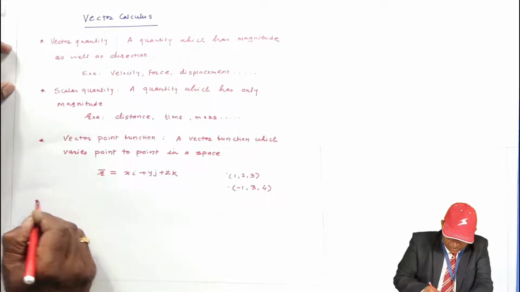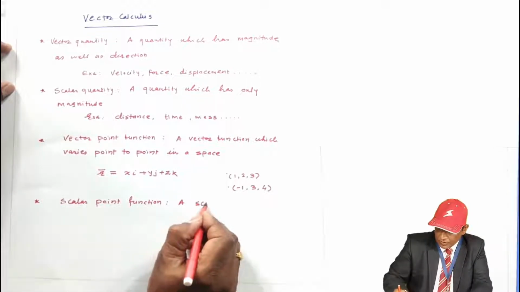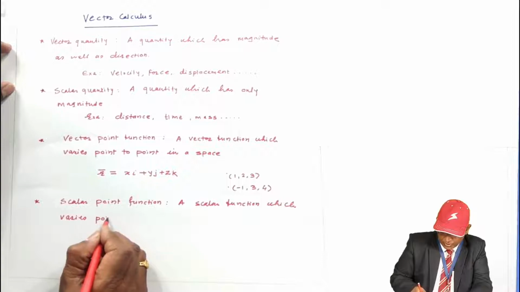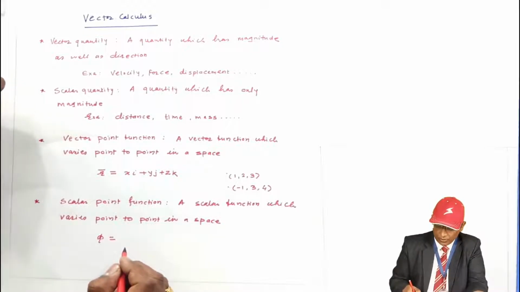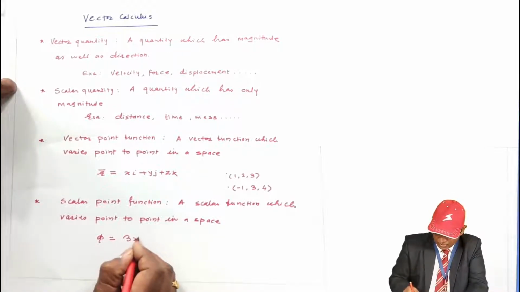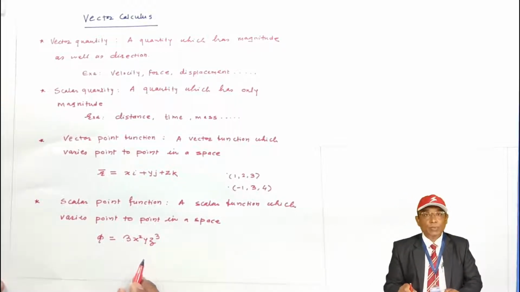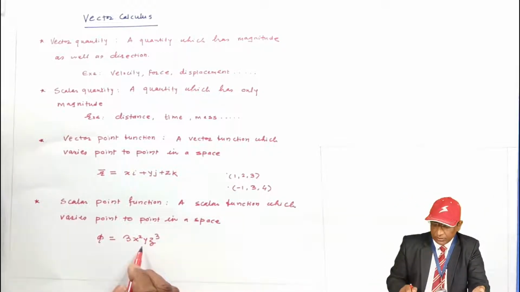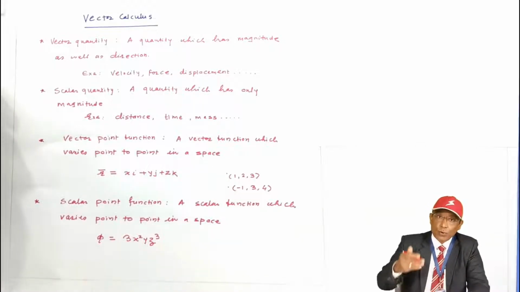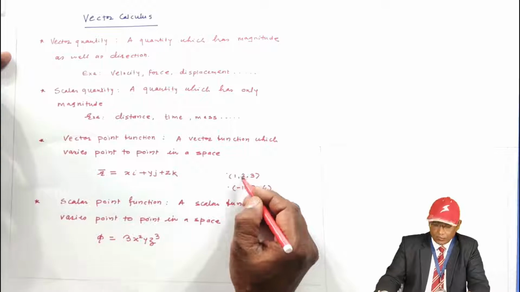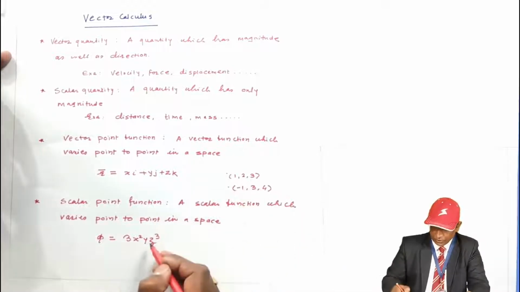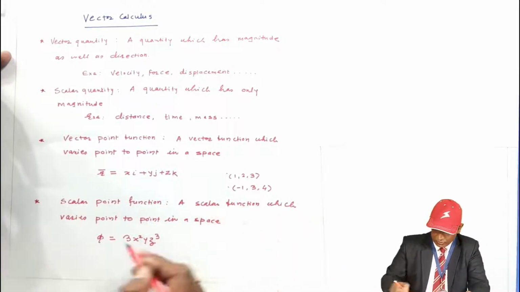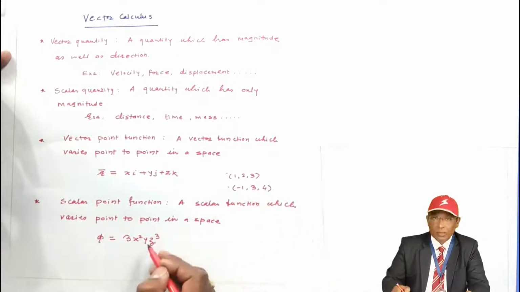Similarly, a scalar function which varies point to point in a space is called a scalar point function. I am denoting the scalar point function by phi. Phi is the scalar function 3x square yz. Since this has no unit vectors, means i, j, k are absent, this is a scalar function. But this function varies point to point in the space. See, at this point, the value of phi is 3 multiplied by 1 square multiplied by 2 multiplied by 3 cube. The value of phi at this other point is 3 multiplied by minus 1 square multiplied by 3 multiplied by 4 raised to power 3.